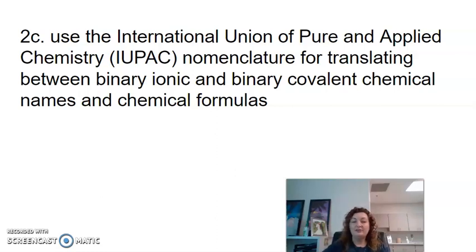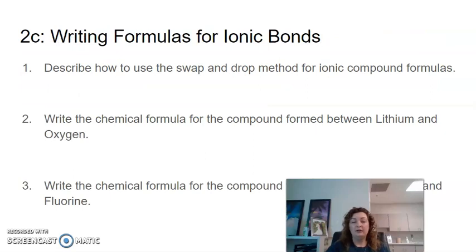So we're going to look at 2C today. It says, I can use the International Union of Pure and Applied Chemistry nomenclature for translating between binary ionic and binary covalent chemical names and chemical formulas. So on your portfolio, it's asking you first to write the chemical formulas.